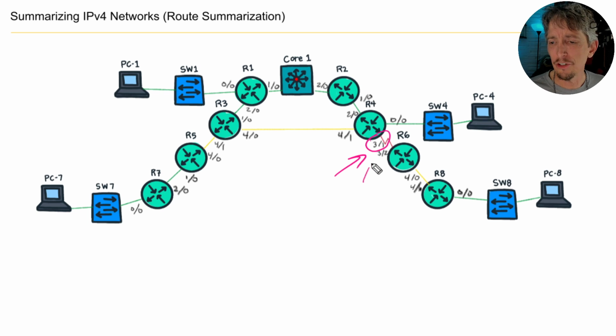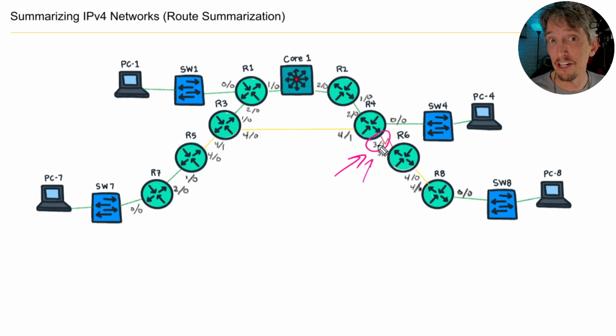So with R4, if R4 has learned about all these routes, 10.0 this and 10.1 that, and all these other networks, we can actually do summarization at the interface and we can tell R4, hey, as you start learning all these routes, why not just don't bother sharing all that information with R6, because he's just going to tell R8 and have all these routes down here. Why don't we create a summary?